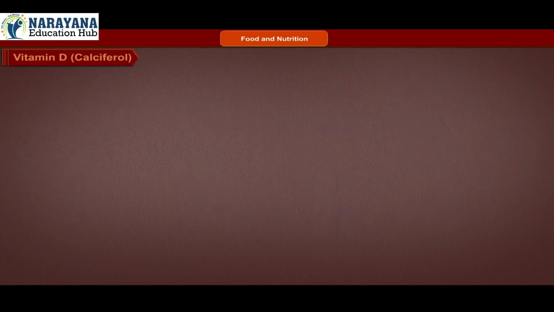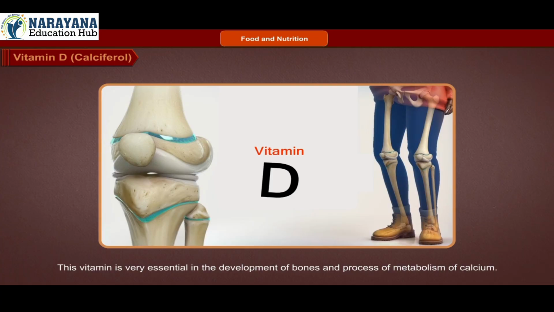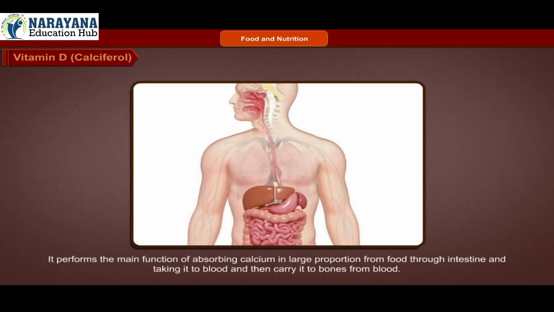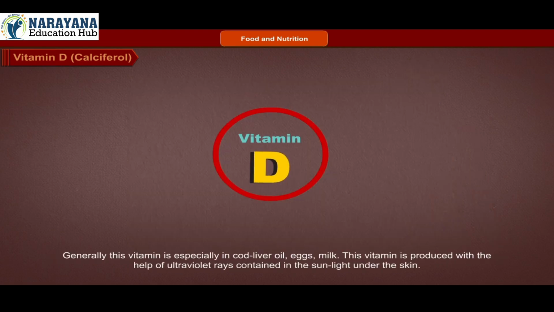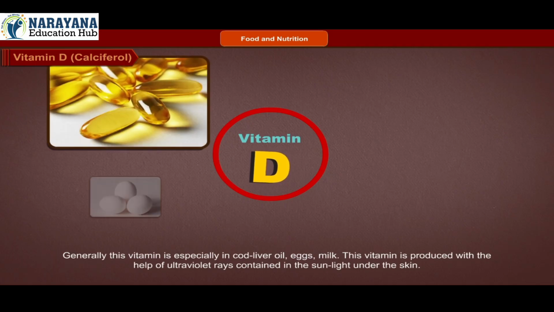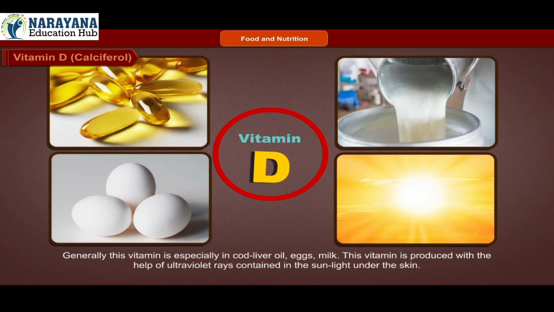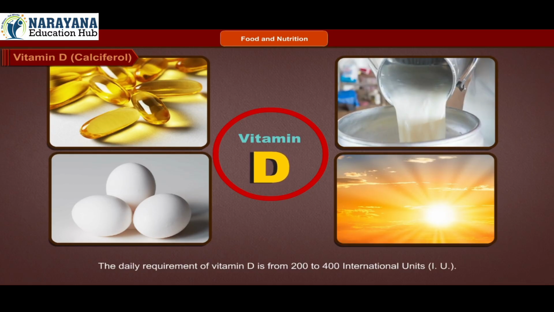Vitamin D, that is calciferol. This vitamin is very essential in the development of bones and the process of metabolism of calcium. It performs the main function of absorbing calcium in large proportion from food through the intestine and taking it to the blood and then carrying it to bones from the blood. Generally, this vitamin is found especially in cod liver oil, eggs, and milk. This vitamin is produced with the help of ultraviolet rays contained in sunlight under the skin. The daily requirement of vitamin D is from 200 to 400 international units, that is IU.